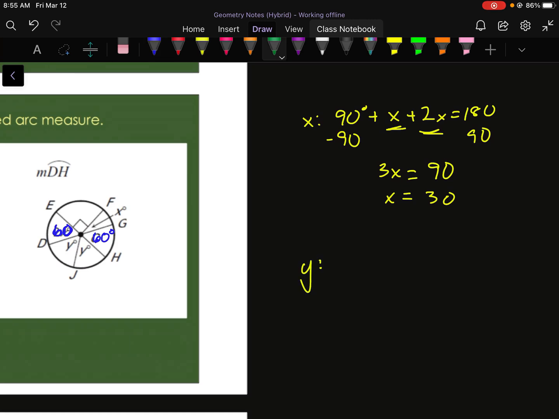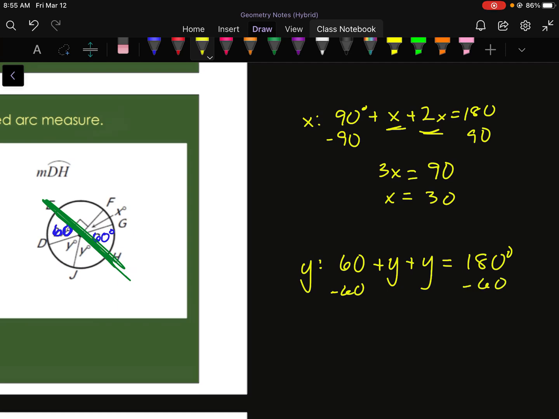So to find Y, we're going to do the same thing. We're going to look at this semicircle here. Again, 180 degrees. So if I take 60 plus Y plus Y, I should get 180 degrees. Those three angles that make up the semicircle. So if I subtract 60 and I combine these two Y's, that's 2Y equals 120. Divide both sides by 2, Y equals 60.